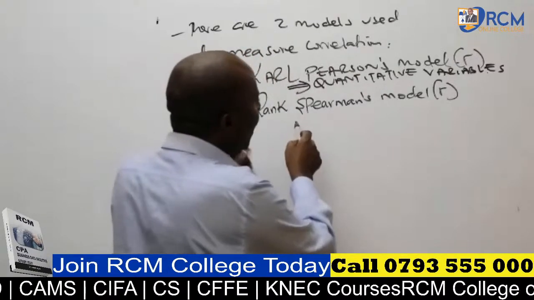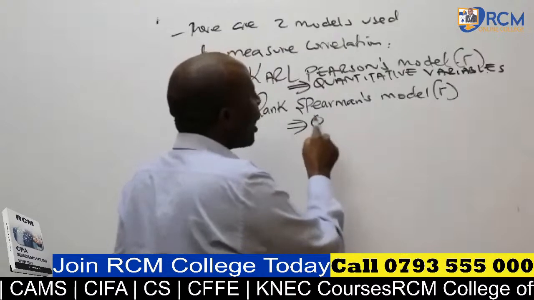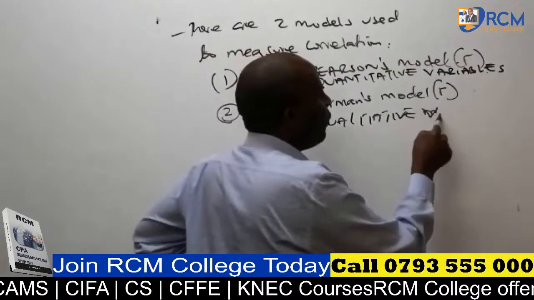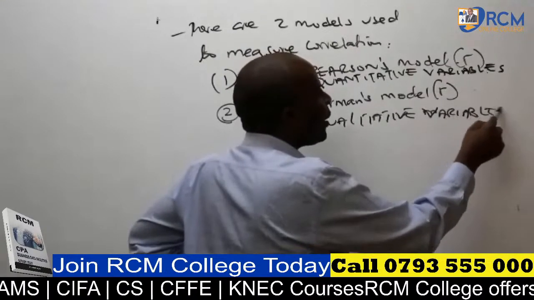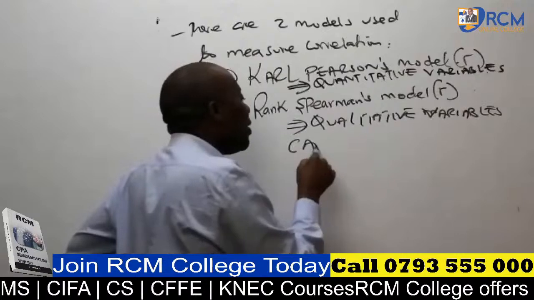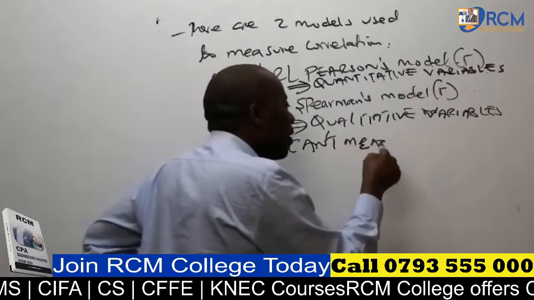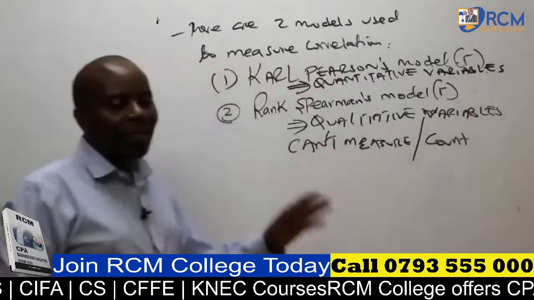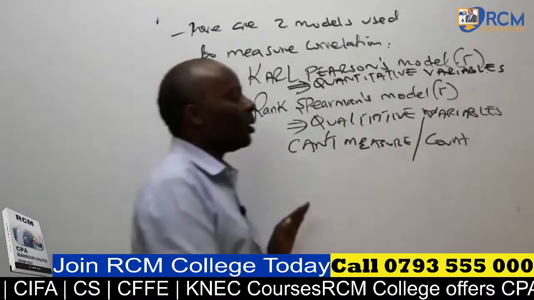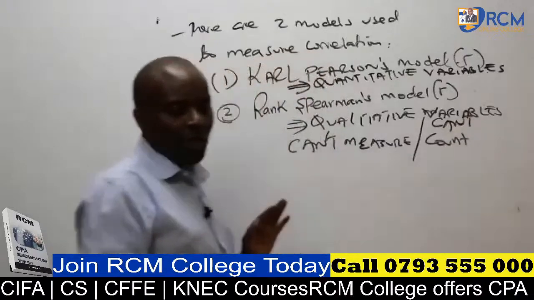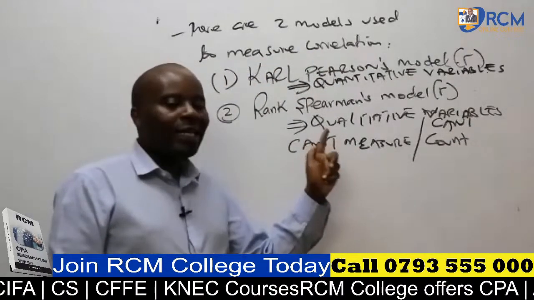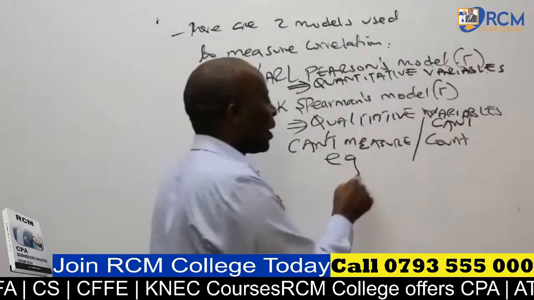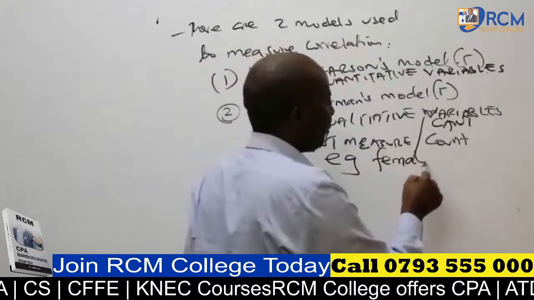How about Spearman's? We normally use the Rank-Spearman's model, ladies and gentlemen, to capture what we call qualitative variables. Qualitative variables are those variables you cannot measure, you cannot count. Those variables that you can't measure, you can't count are called qualitative variables.